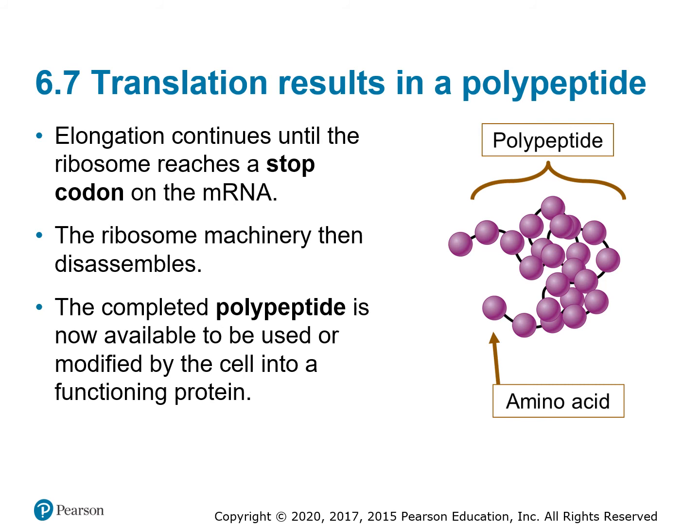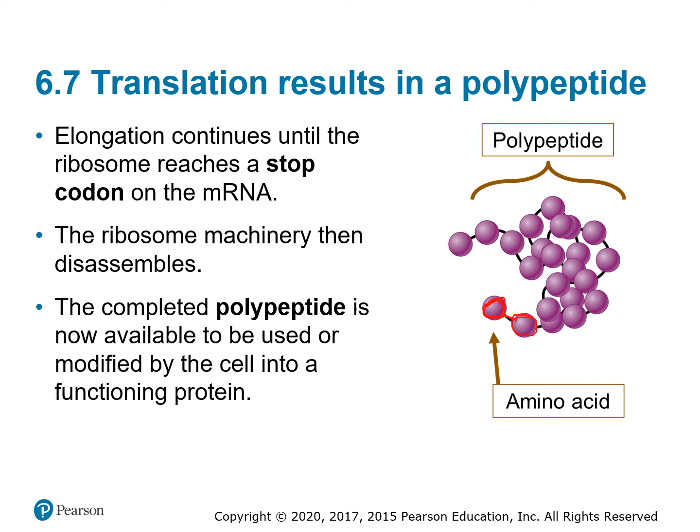Ultimately, you have translation that results in a polypeptide. So here you can see each little purple ball is an amino acid. They are linked together by peptide bonds. And then remember that polypeptide is going to fold up into a 3-dimensional shape. So what happens in translation is the mRNA is read, the tRNA is going to continue to bring amino acids into the ribosome.